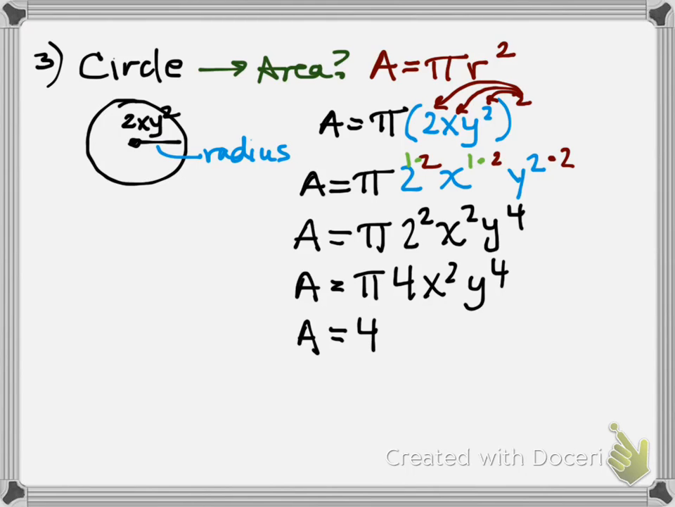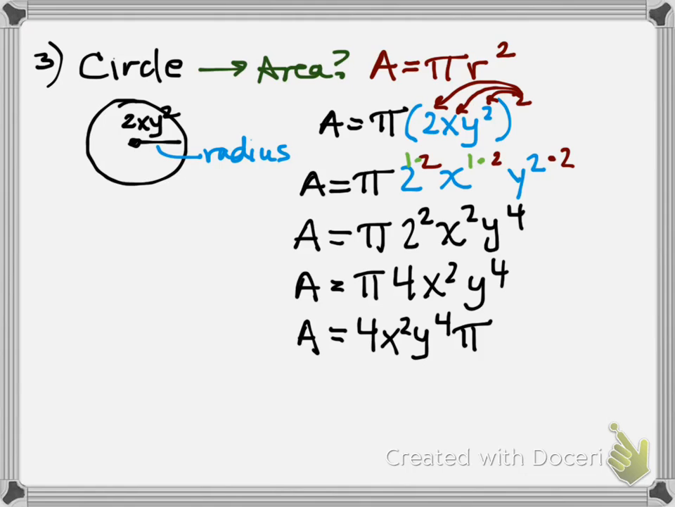Then what would come next? The x squared and the y squared, or y to the 4th. The last is the pi. The pi is kind of like a label. It's going to go at the end because it is a constant, whereas x and y, we don't know what they equal. So we'll put the constant there at the end.